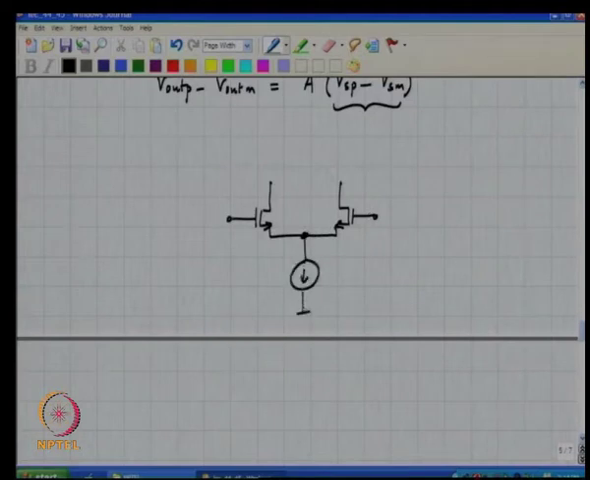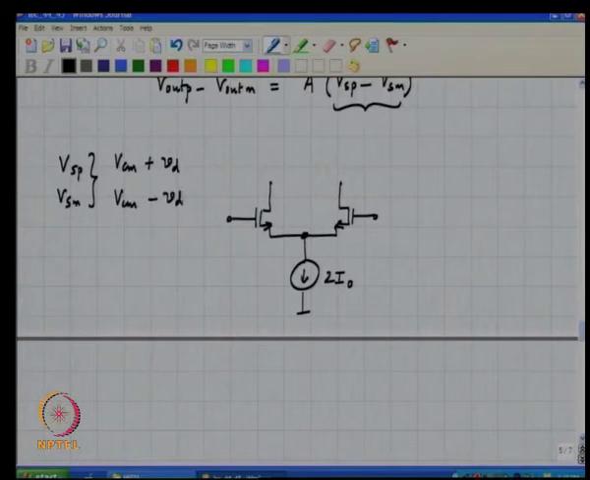The tail current is denoted by 2 I naught. The two voltages VSP and VSM can always be written as the sum of a common mode component and a differential mode component, and a common mode component minus a differential mode component. So I am going to denote this by VCM plus VD and this by VCM minus VD, and as usual two load resistors to supply.